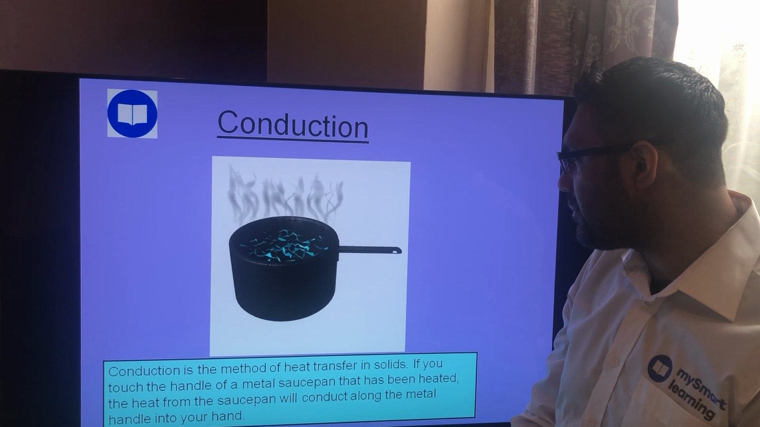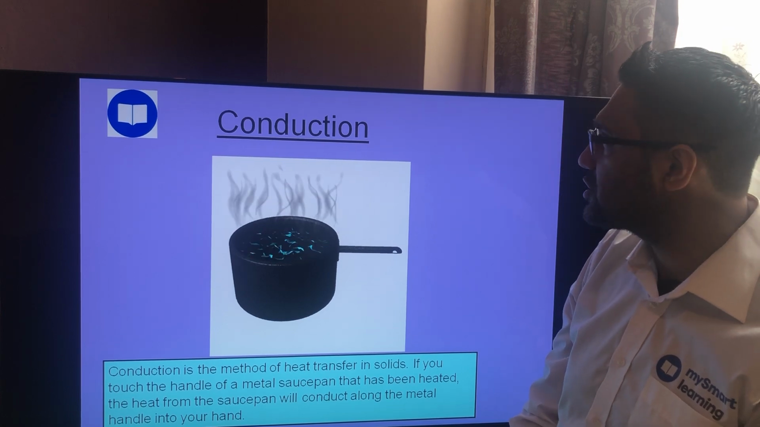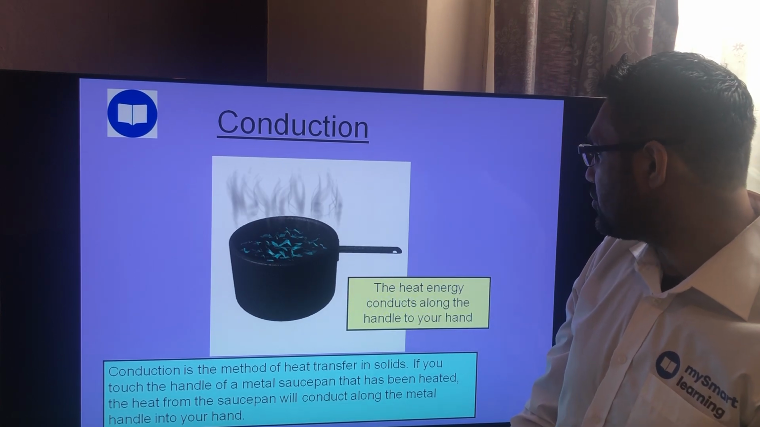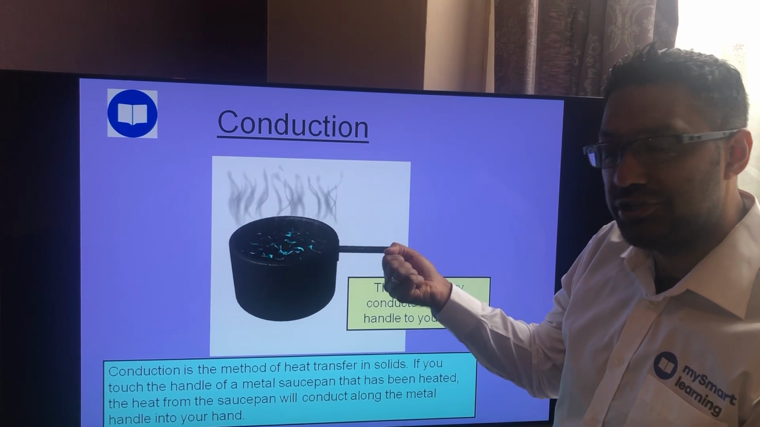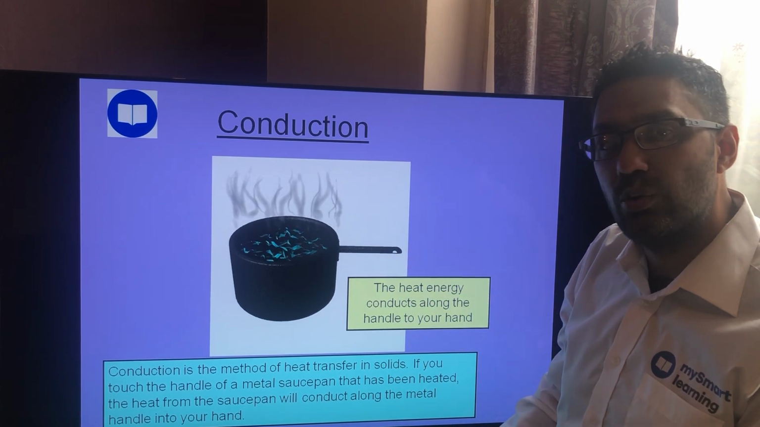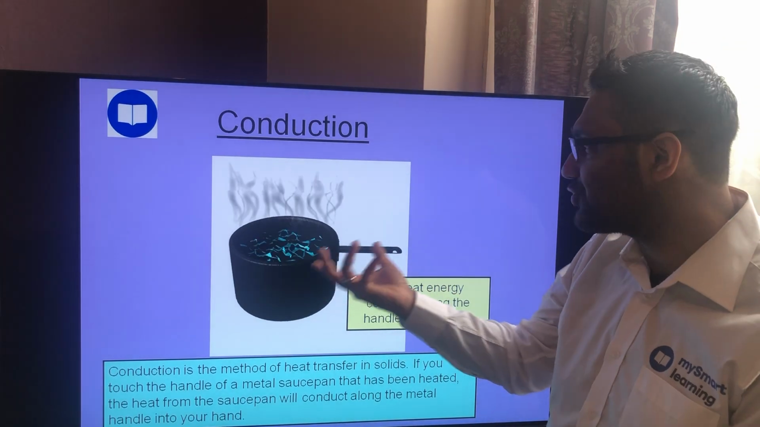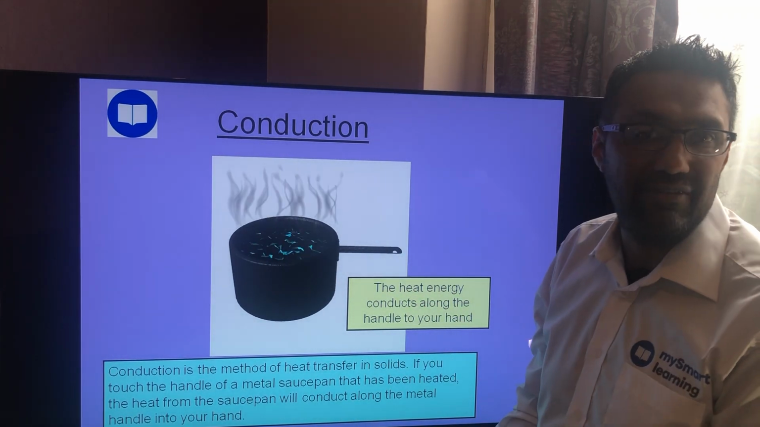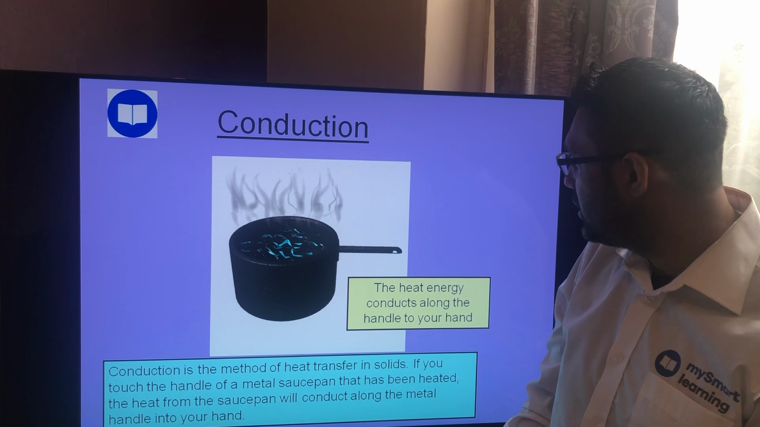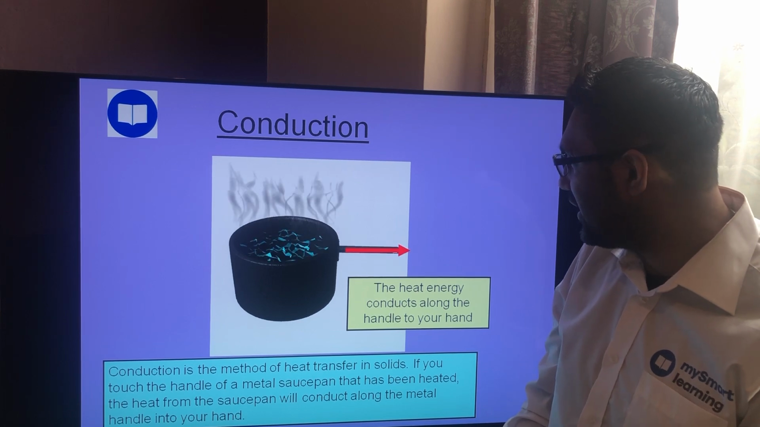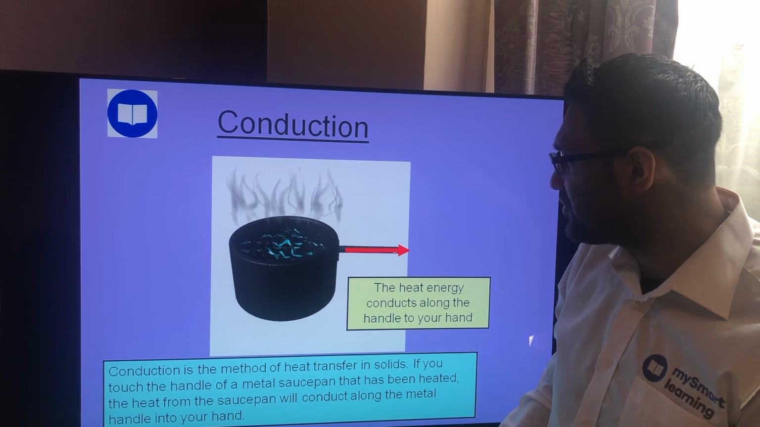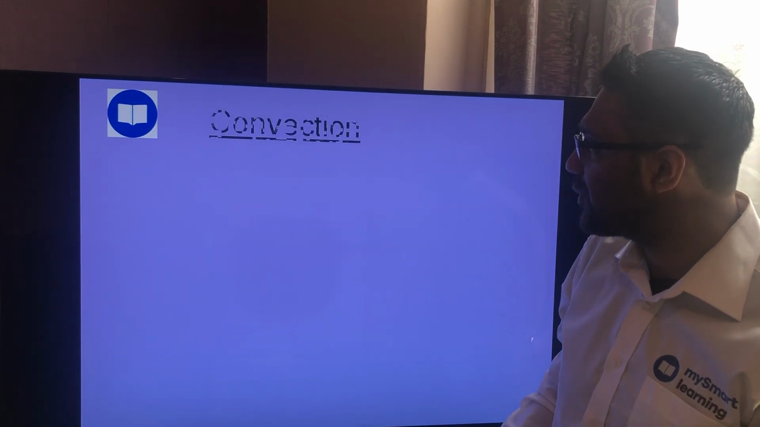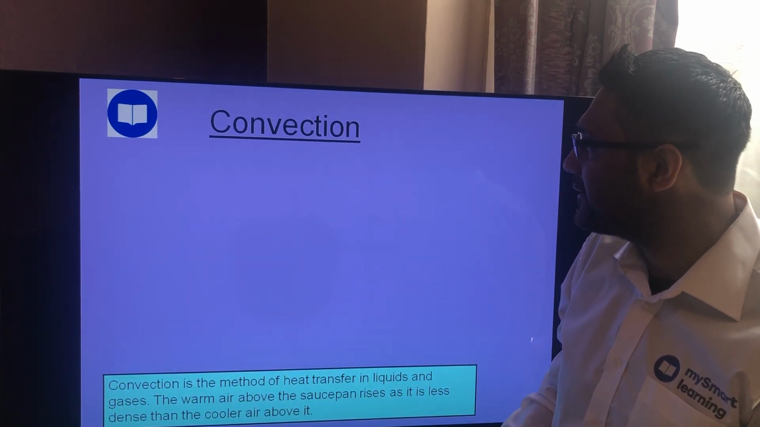So the metals are good conductors. So the heat energy conducts along the handle, and then eventually, if it's a metal handle, it will burn your hands. So obviously you don't want a metal handle, you want a handle that's an insulator, so it doesn't transfer the heat energy. So you'd rather have something like plastic or wood, because that will prevent the heat from transferring. If it was a metal handle, eventually it'll get hot because metals are good conductors. And we're going to look at the reason behind that in a second.